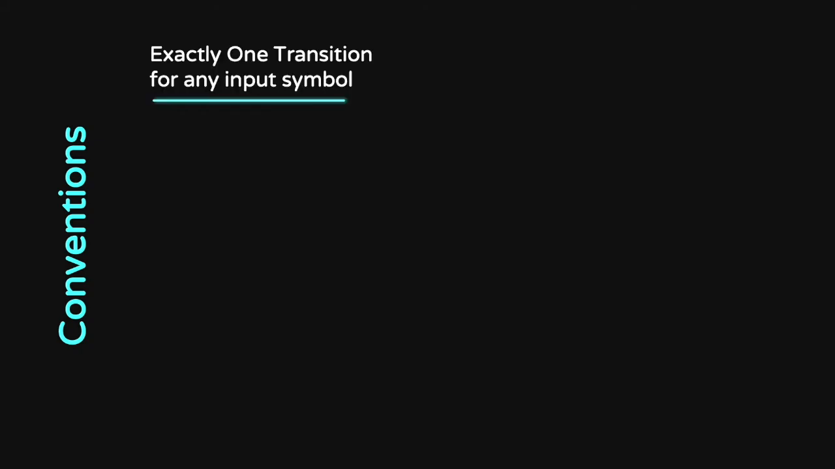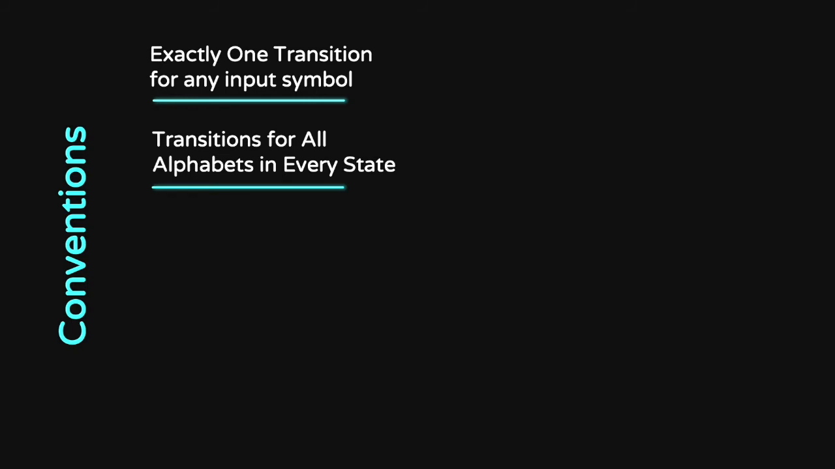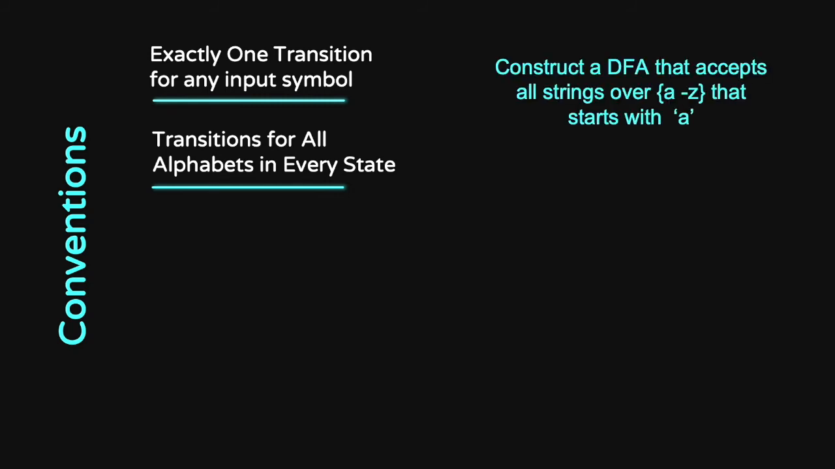Furthermore, we are required to bear in mind a couple of important rules while designing DFA. In a deterministic automaton, every state must have exactly one transition for any input symbol, and all the states should have transitions for all input symbols. Let us consider this example where we are required to build a DFA that will accept all strings over A to Z starting with the symbol A.